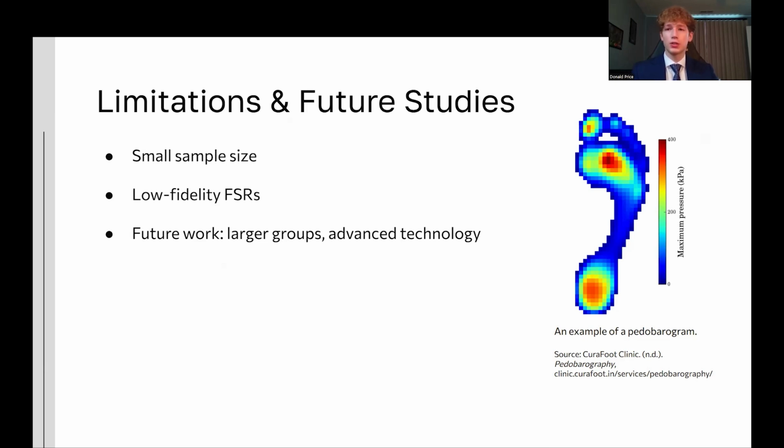Looking ahead, future work should involve larger participant groups to strengthen statistical significance and improve applicability across different foot types. In addition, using more advanced technology, such as high-resolution pressure platforms or pedobarographic insoles, could help capture more nuanced force distributions. These upgrades, combined with a bigger sample size, would allow us to confirm whether the lateral pressure shift in flat feet is consistent across populations and help refine predictive models for clinical interventions.